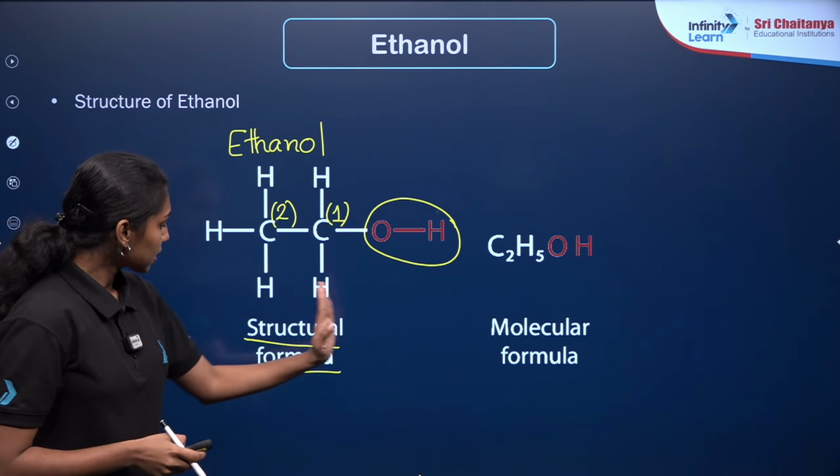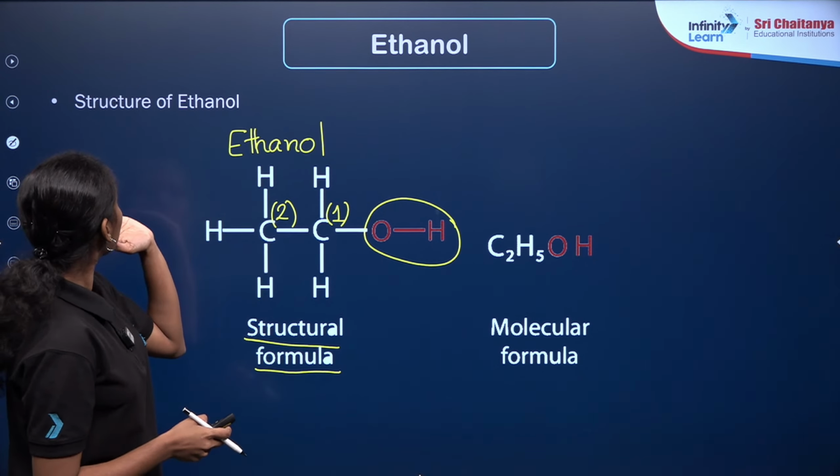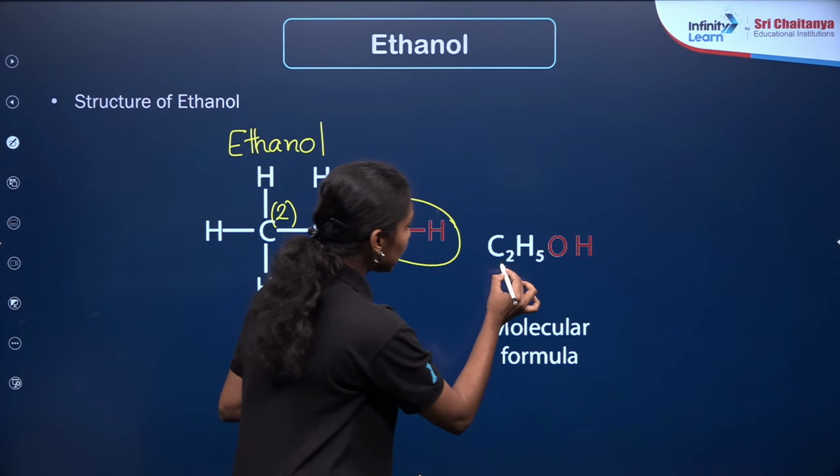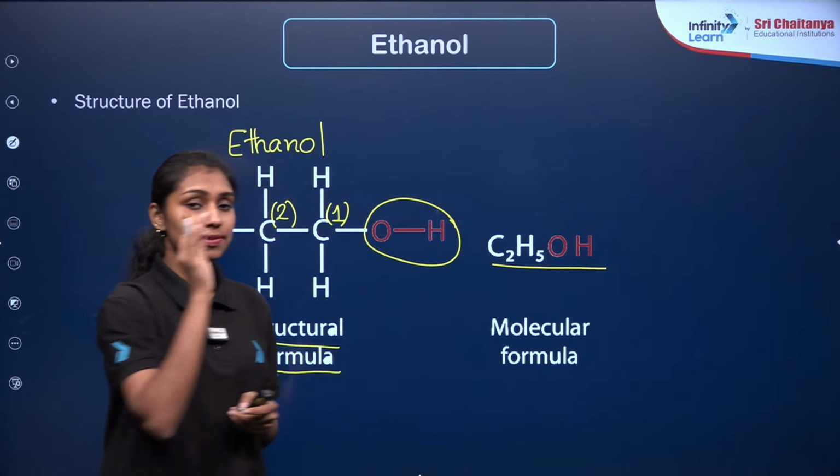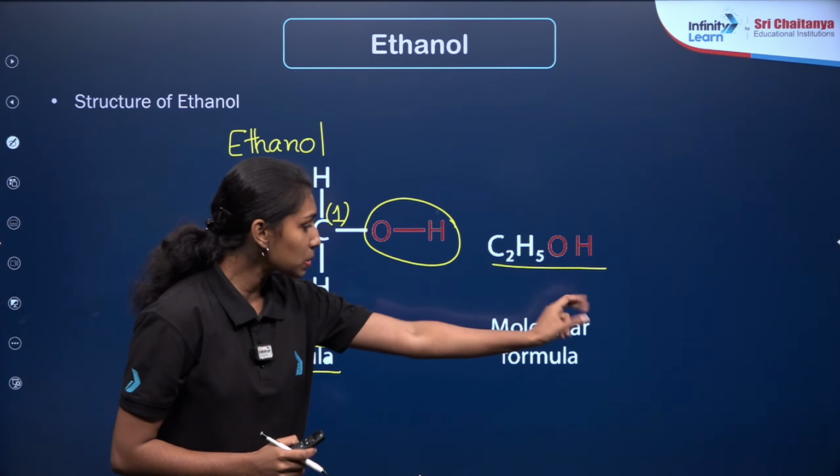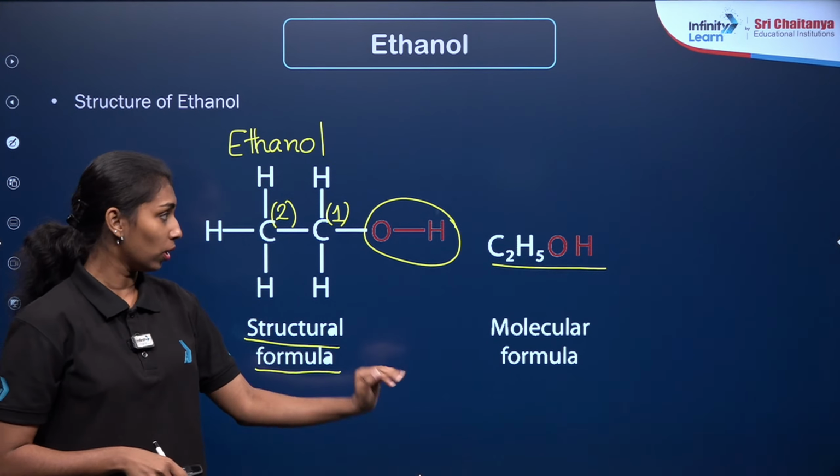So this is the exact structural formula of ethanol or ethyl alcohol, and this is the condensed formula, which means 2 carbon atoms as well as 5 hydrogen along with an OH group is present in the case of ethyl alcohol or ethanol.